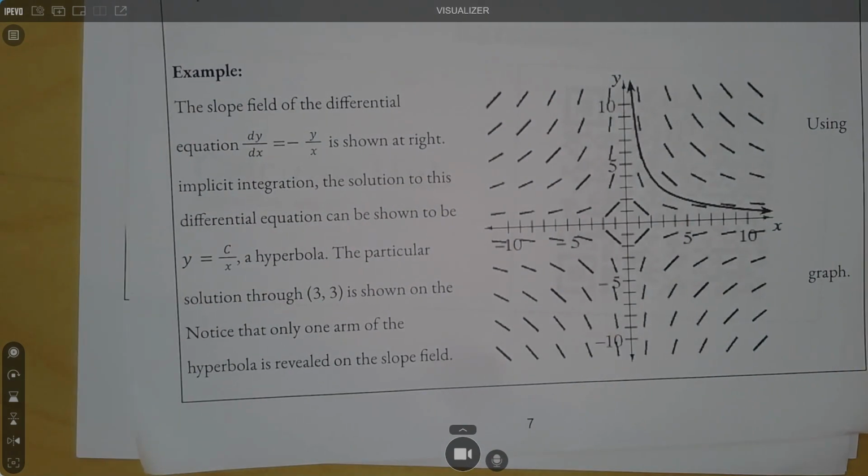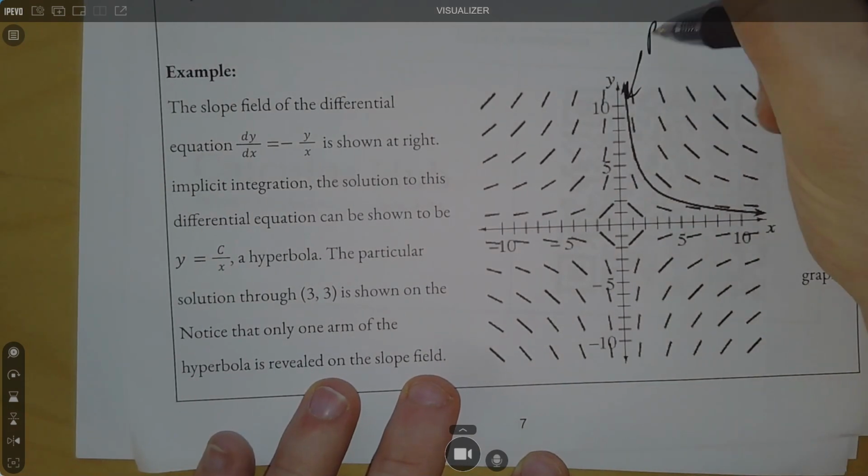Okay. So for example, the slope of the differential equation dy dx is negative y over x, shown at right. Using implicit integration, the solution of this differential equation can be shown to be y equals c over x, a hyperbola. The particular solution going through 3, 3 is shown. Notice that only one arm of the hyperbola is revealed on the slope field. So that's it. Remember, this is the particular solution.